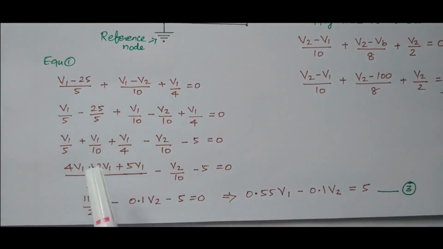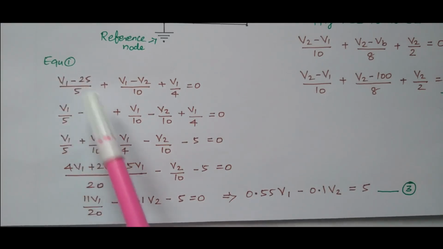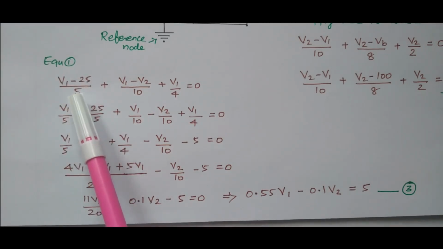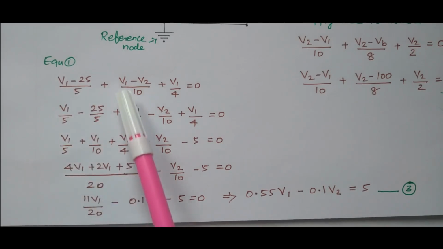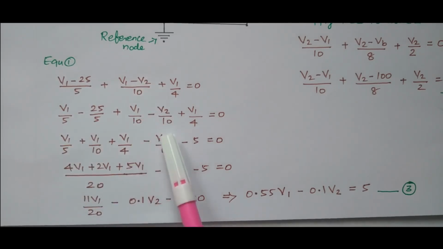So this first equation is (V1 - 25)/5 + (V1 - V2)/10 + V1/4 = 0. Now we'll split this: V1/5, 25/5, the denominator is split here. Similarly, V1/10 - V2/10 + V1/4. Now it is split, all are split.